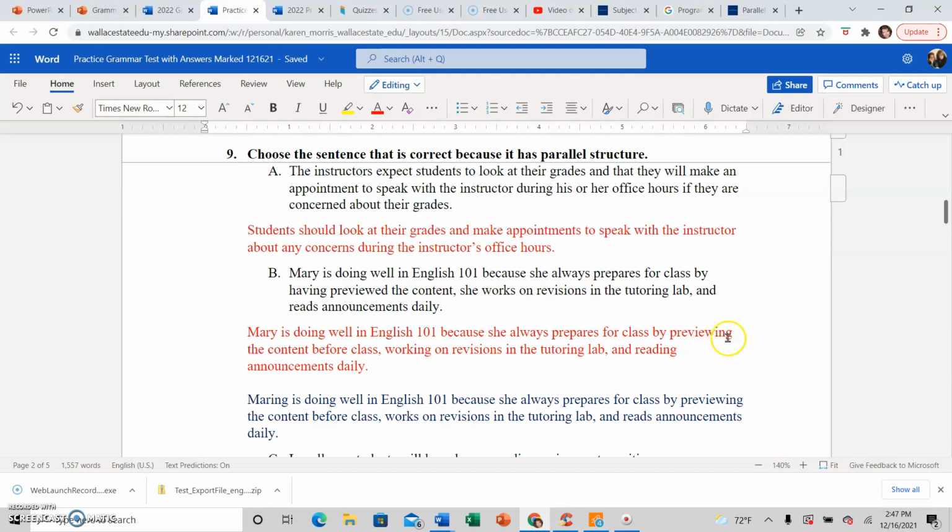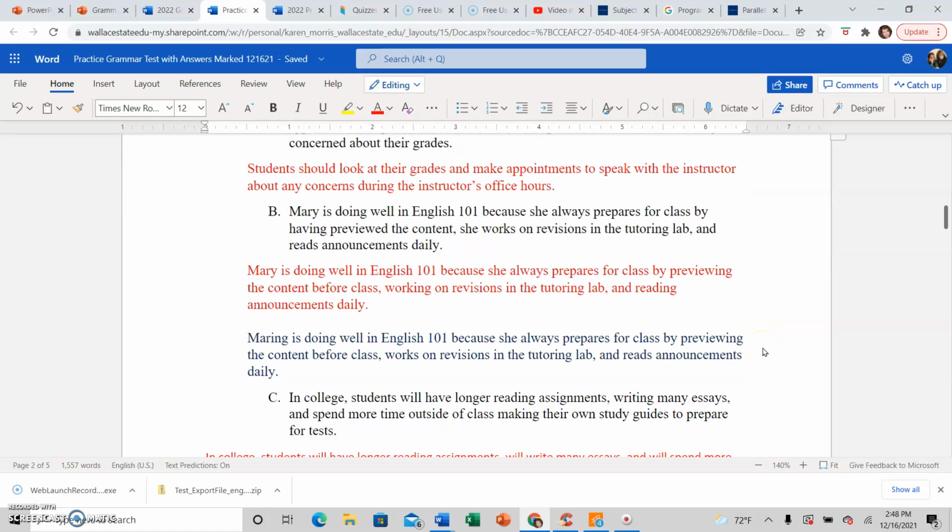Previewing here, I'm following the ing verb form for how she prepares for class. Working on revisions in the tutoring lab, so another ing verb, and reading announcements daily. So reading is another ing verb. So this red sentence shows you how you would revise if you wanted to stick with how she is preparing for class as the focus.